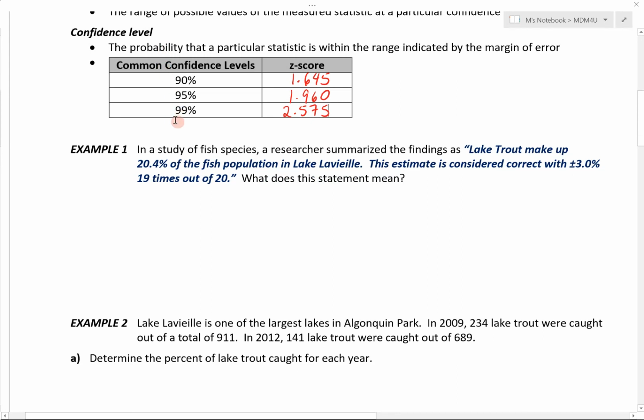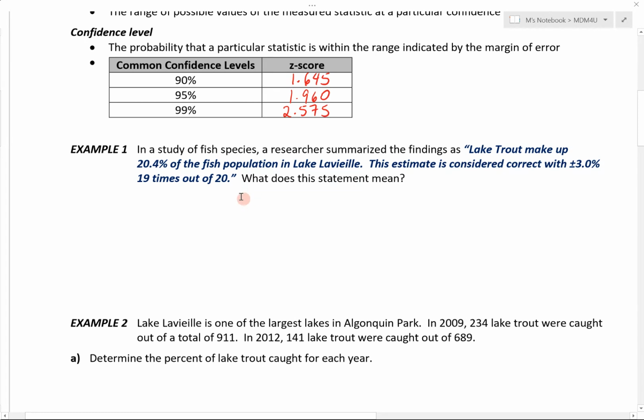In a study of fish species, a researcher summarized the findings as: lake trout make up 20.4% of the fish population in Lake Levi. The estimate is considered correct plus or minus 3%, 19 times out of 20. You may have heard this expression often in the news when they talk about elections and survey results. So what does this statement mean?